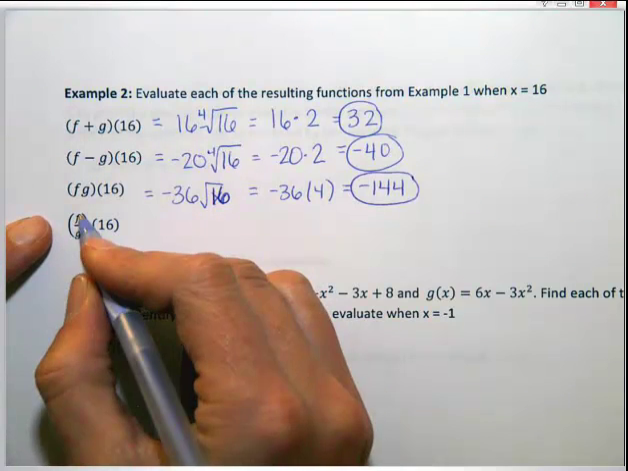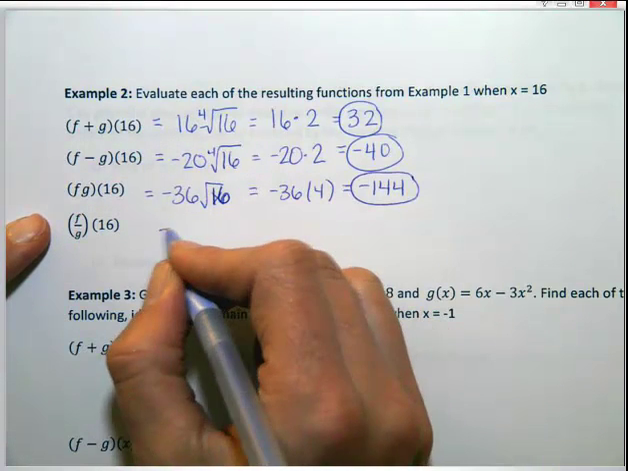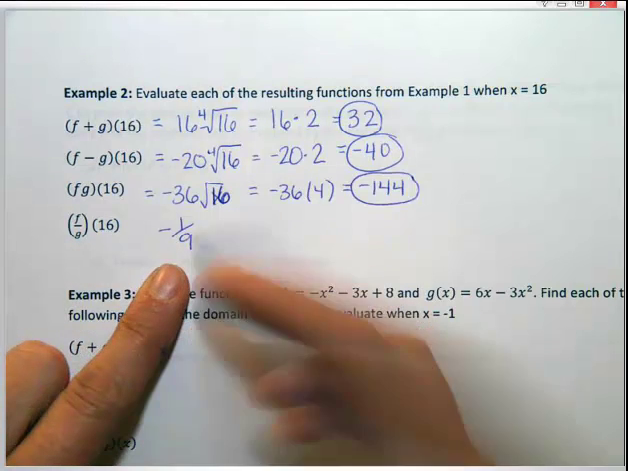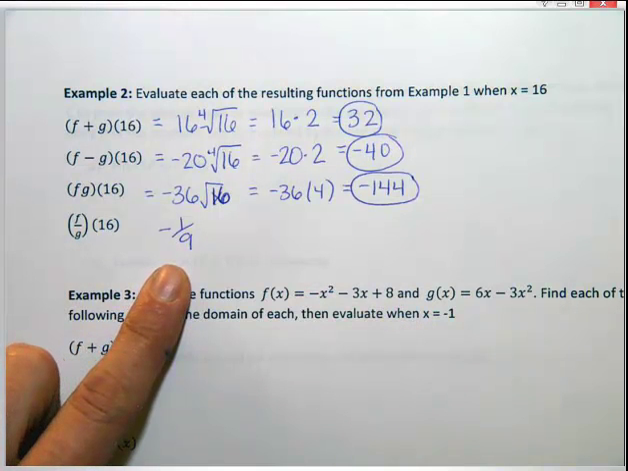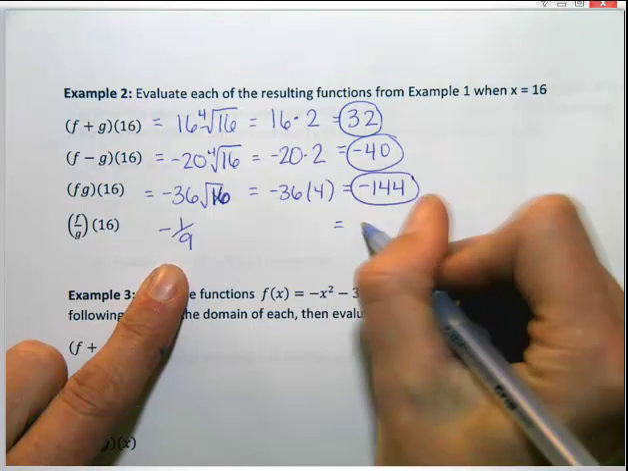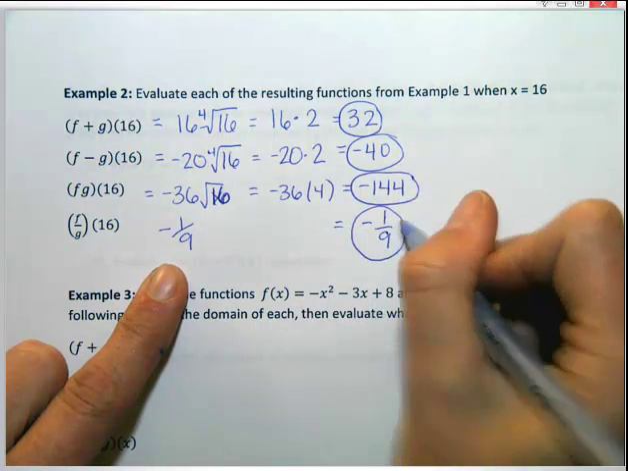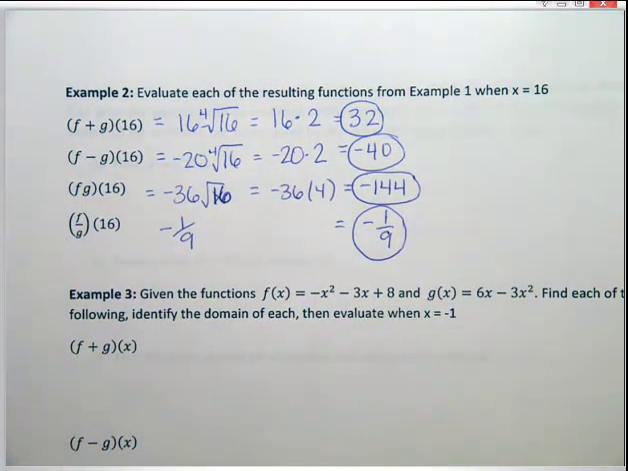Lastly, our function for f divided by g was negative 1/9. Notice there's no input, no place to input x, and so my result will just be negative 1/9. We can't evaluate when x is 16 because there's no place for an input for 16.